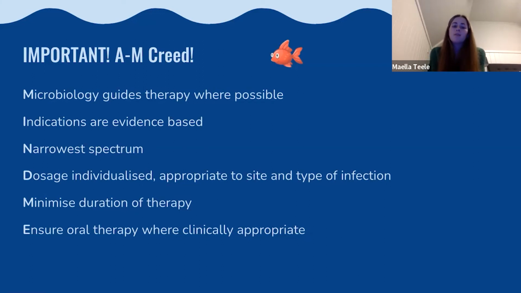M stands for Microbiology Guides Therapy Where Possible. So pretty much you want to know the causative organism, and that's going to guide what drug you're going to use. I, indications are evidence-based. So you want the evidence, you want the examples of the pathogen that is causing this condition, so you know that you are using the correct antimicrobials. N, narrower spectrum. You really want to just choose a drug that targets just that bacteria.